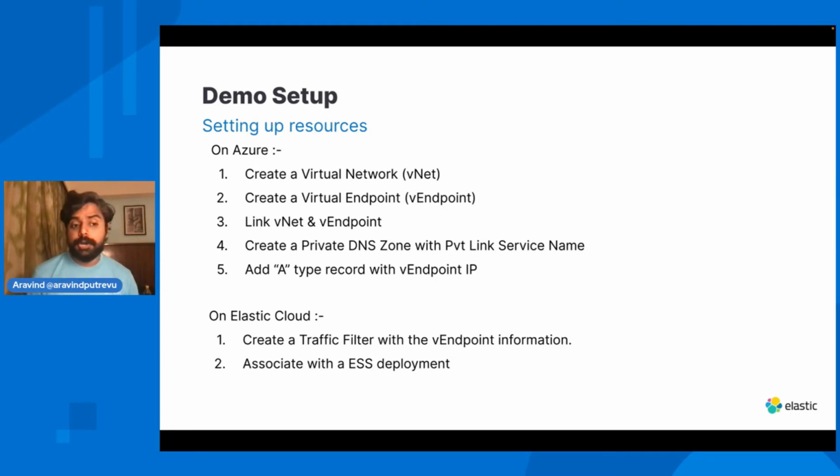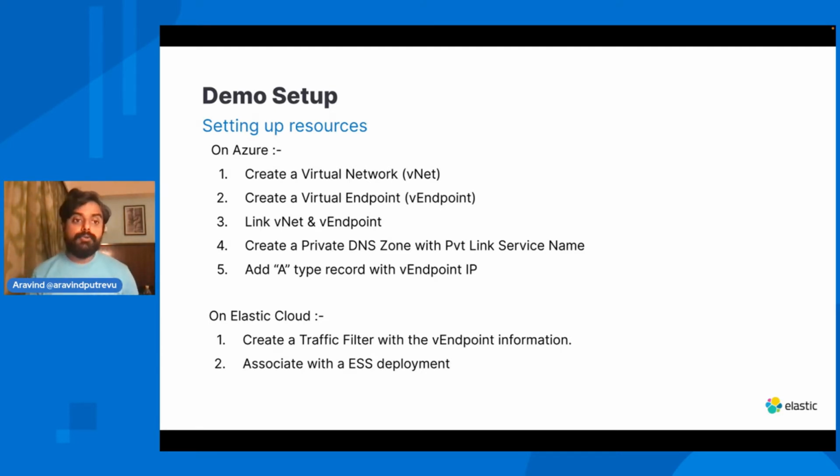And then you also have on the Elastic Cloud, you just need to simply use the information that is in your Azure platform or your cloud platform, the endpoint information, and create a traffic filter, then associate that with an ESS deployment so that the public internet access or the general access is cut off, and then only your resources from that particular virtual network is able to access this information.